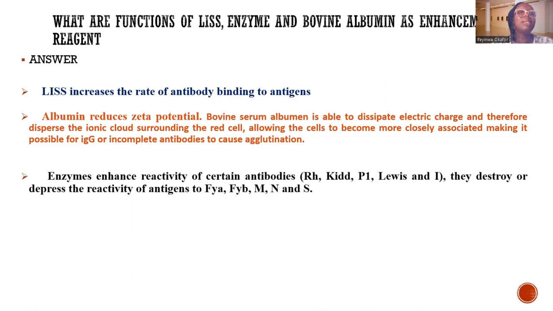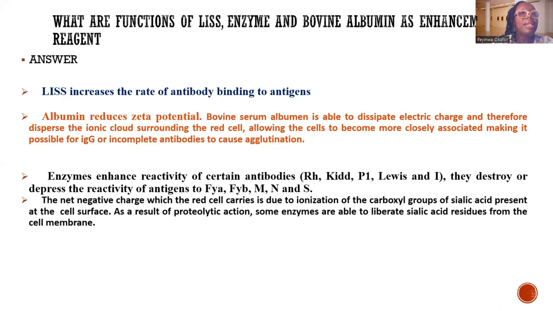Enzymes enhance the reactivity of certain antibodies, like antibodies in the Rh blood group system, Kidd blood group system, P1 blood group system, Lewis blood group system, and I blood group system. On the other hand, enzyme treatment destroys and depresses the reactivity of antigens in the Duffy blood group system and MNS blood group system.